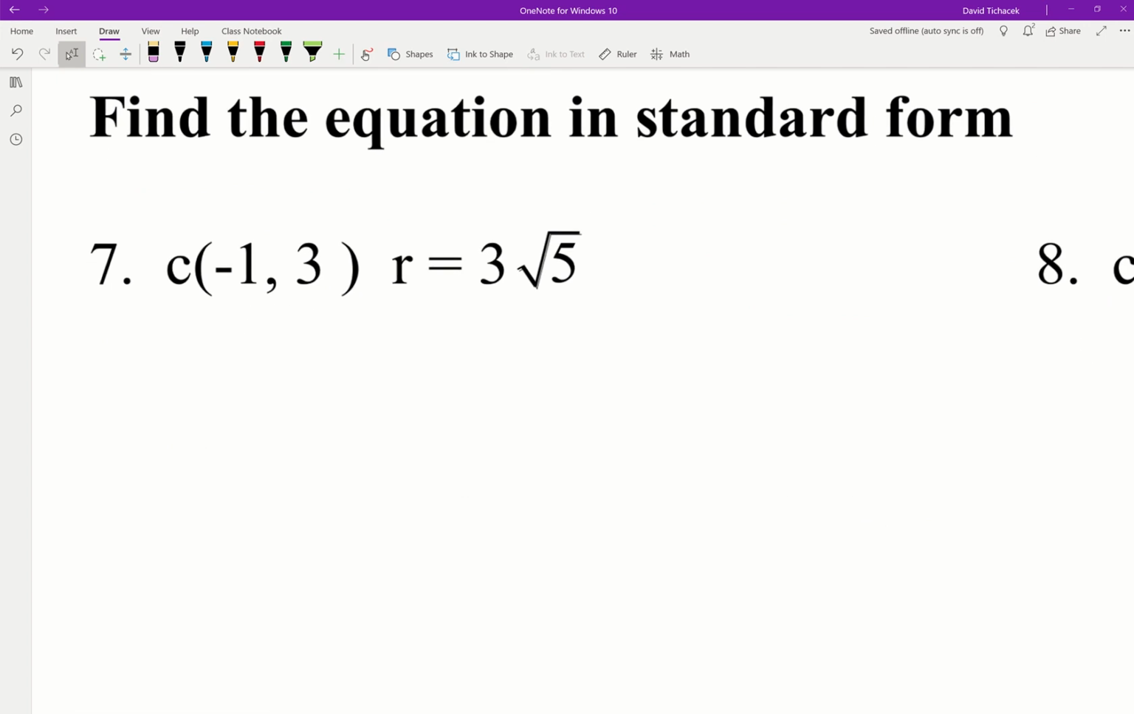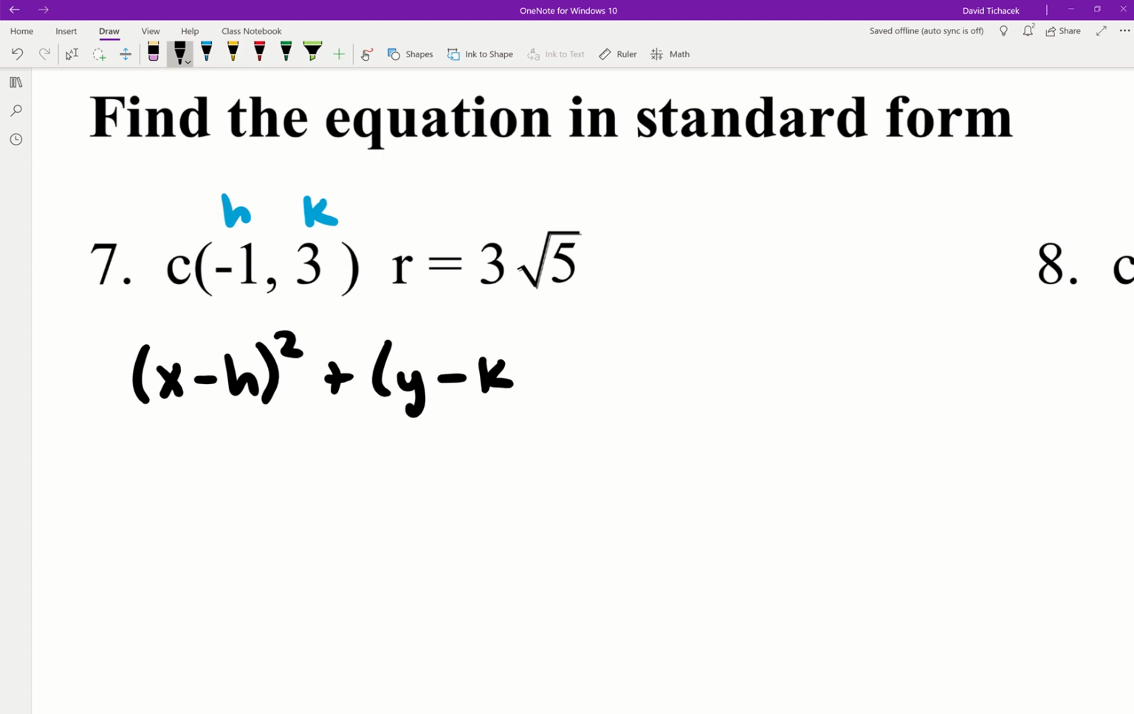So write the standard equation. Here I'm giving you the center, the points -1 and 3, which are playing the role of h and k, and they give us the radius here, so that's pretty nice. Starting over with the general form, x minus h squared plus y minus k squared is equal to r squared, we're just going to match up forms and plug in our stuff. Playing the role of h here was -1. Playing the role of k here was +3. And playing the role of r here was that 3 square root of 5.